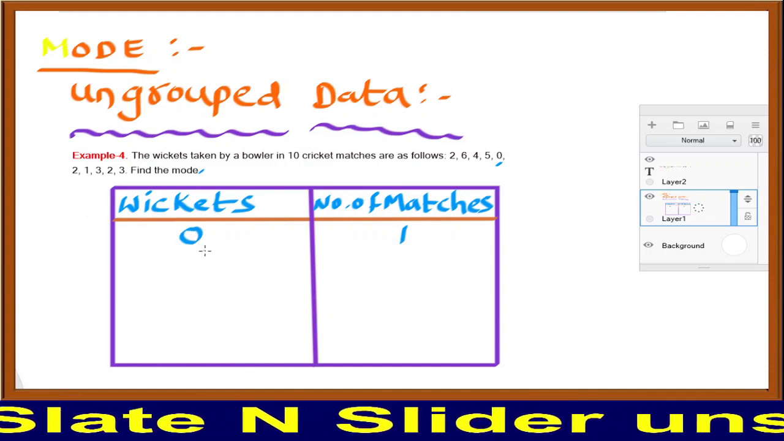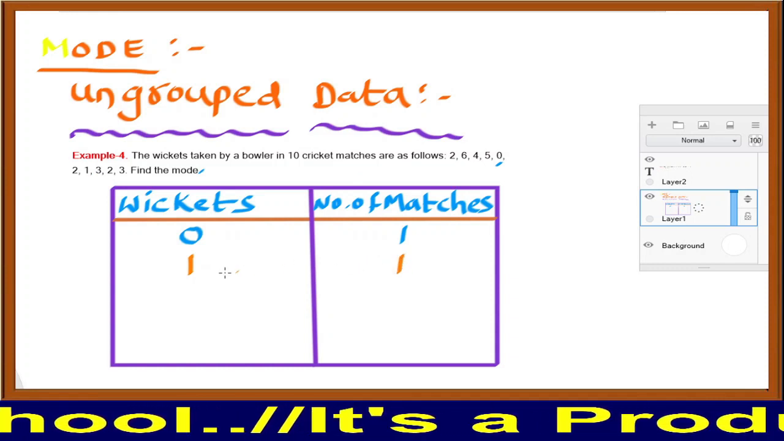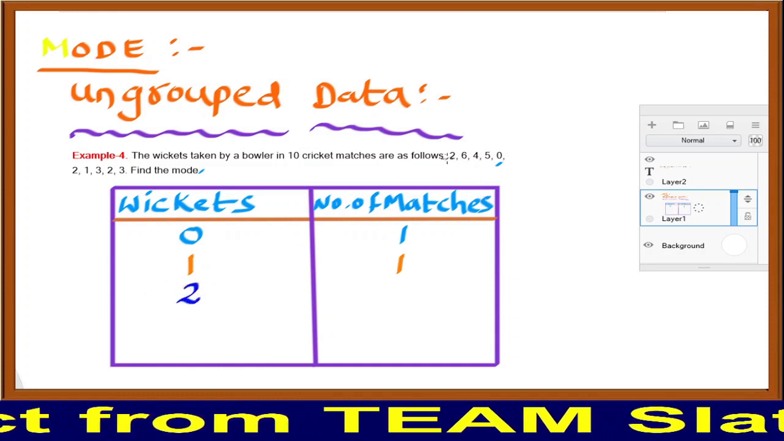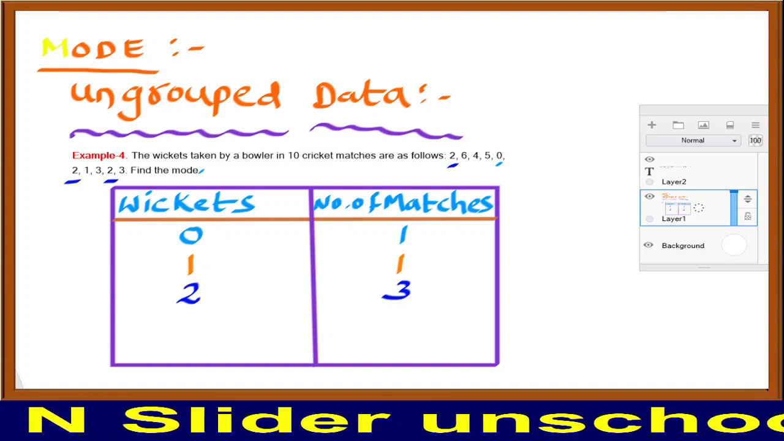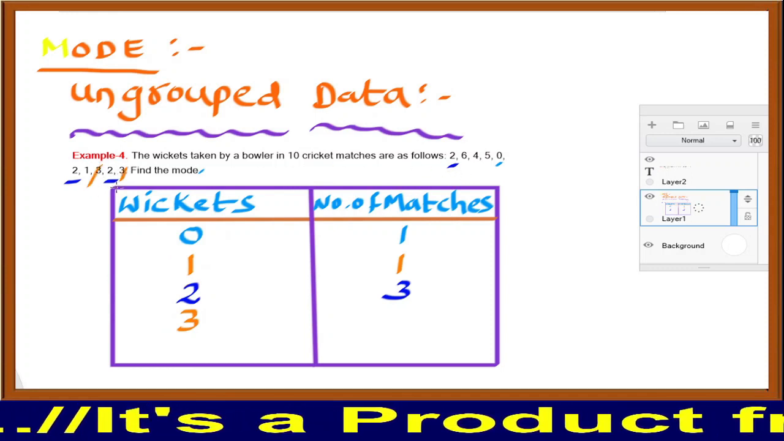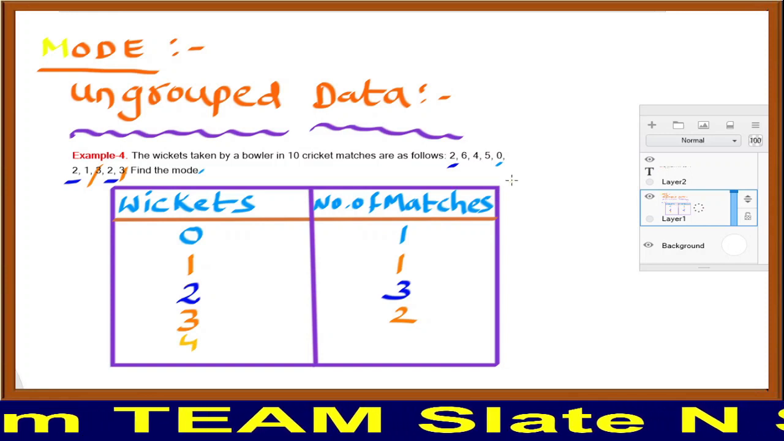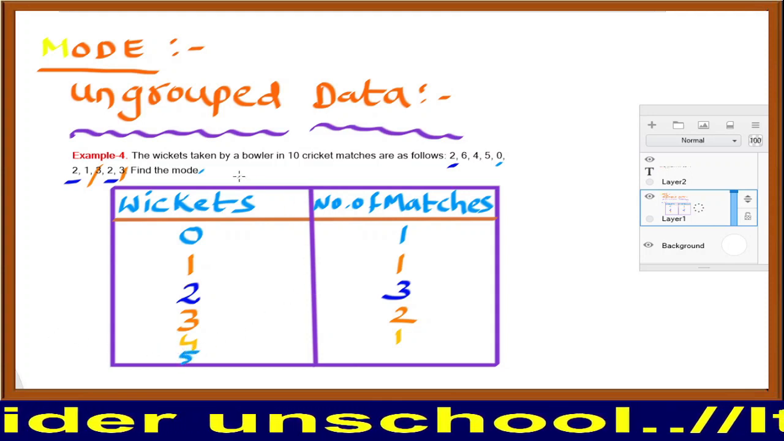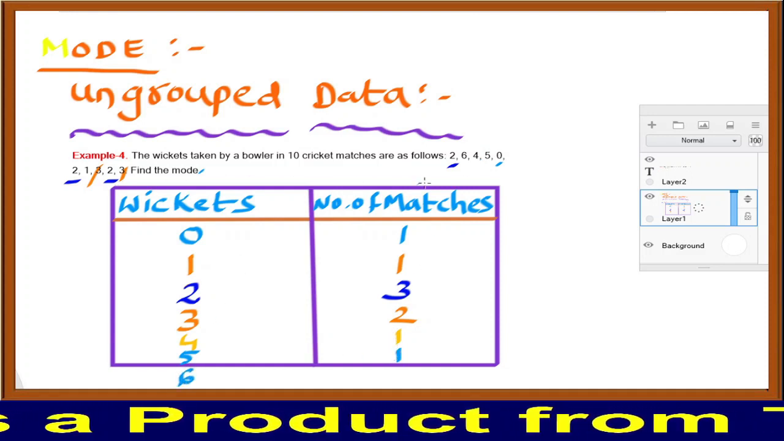And take another one. After 0 we take 1. Number of wickets is 1. So, 1 wicket is taken in only one match, and then write 2. 2 wickets is taken in 3 matches, and after 2 take 3 wickets. 3 wickets is taken in 2 matches, and 4 wickets in 1 match, and 5 wickets in only 1 match, and 6 wickets in 1 match.